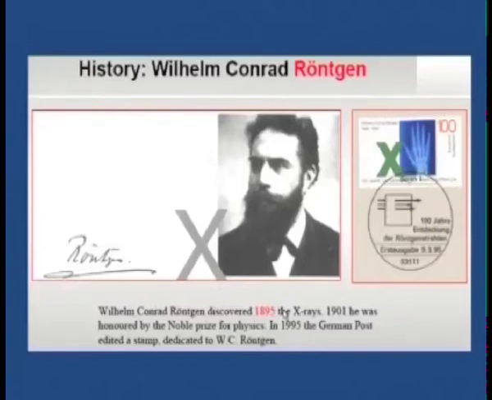It was the year 1895. For that, the first Nobel Prize in physics was awarded to Röntgen in the year 1901. He was honored by the Nobel Prize for physics, and in 1995 the German Post issued a stamp dedicated to Wilhelm Conrad Röntgen. In Germany they are called Röntgen rays, and in general we call them X-rays.